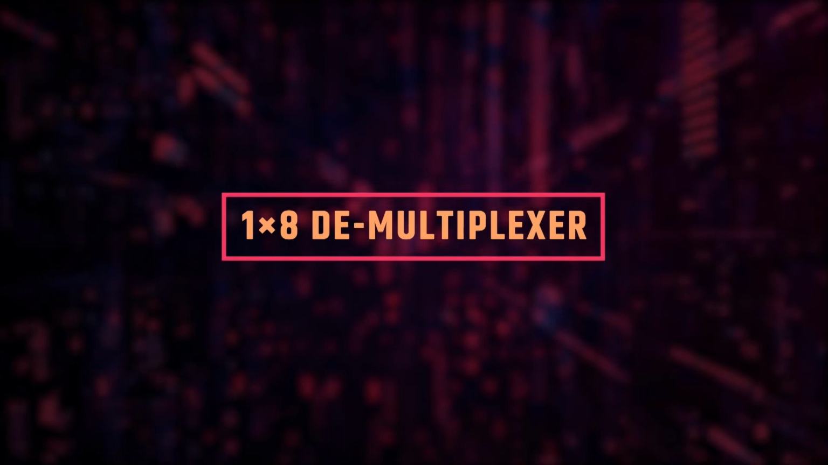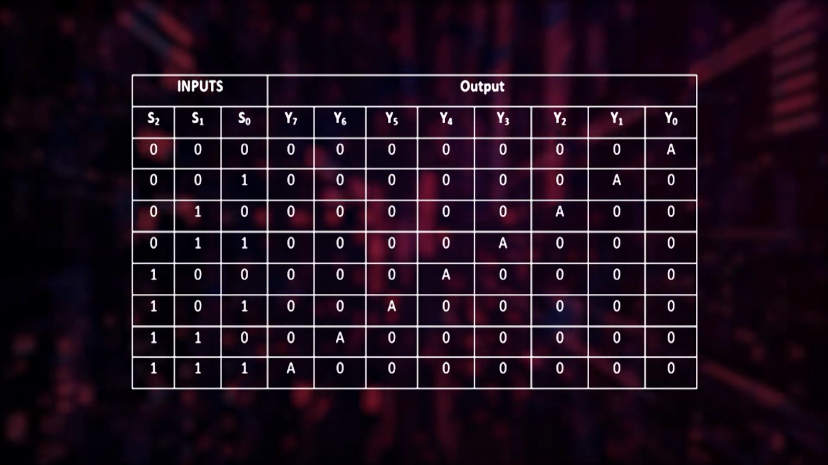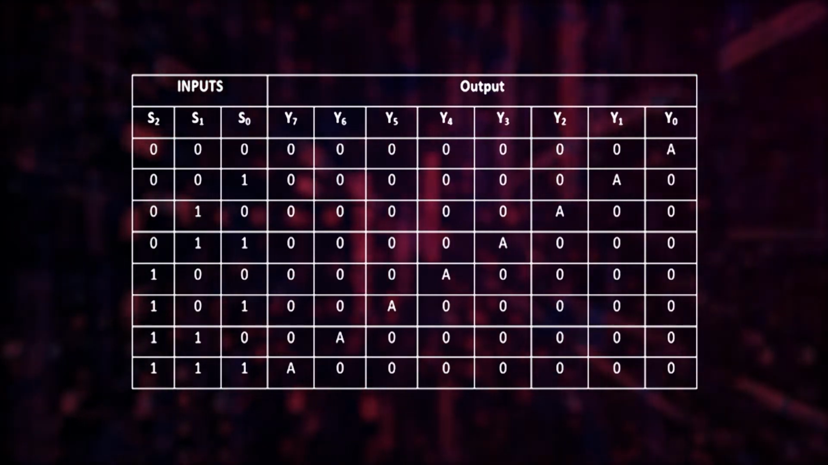1 to 8 demultiplexer. The next type of demultiplexer is the 1 to 8 demultiplexer. In a 1 to 8 demultiplexer, there are a total of 8 outputs y0, y1, y2, etc., y7, 3 selection lines S0, S1 and S2 and a single input A. On the basis of the combination of inputs present at the selection lines S0, S1 and S2, the input will be connected to one of these outputs, as shown in the truth table. The select inputs take values from 0, 0, 0 to 1, 1, 1.